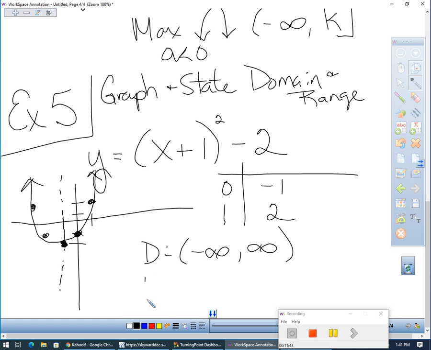Your range. In this one, you'll notice it is a minimum. So from the bottom, the first point you come to is what k value? K value. The bottom. Negative 2, right? This is h, k. So negative 2. So when you write the range, it goes from negative 2 with a bracket to infinity, because it goes up forever.